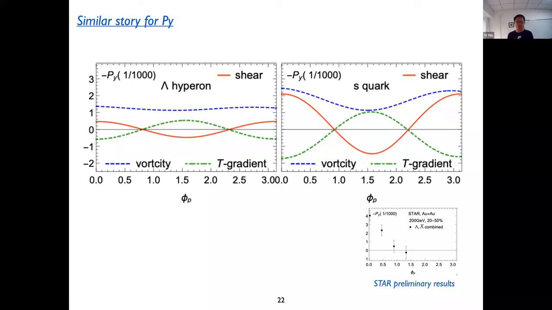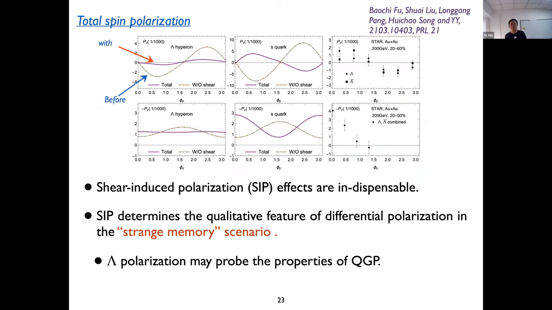So the direction is more, but the result, the story is more or less similar. There's a competition between the T gradient effect and the shear-induced effect. But finally, in the stretch memory scenarios, the effects of shear win over the competition, and you get the qualitative agreement with the data.